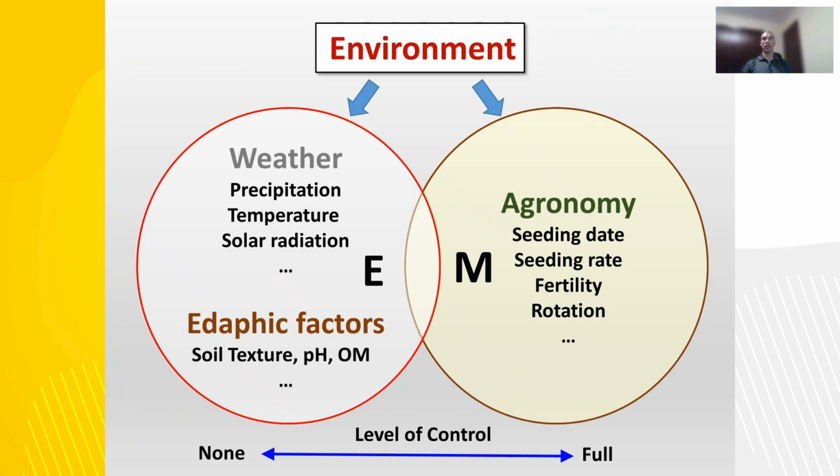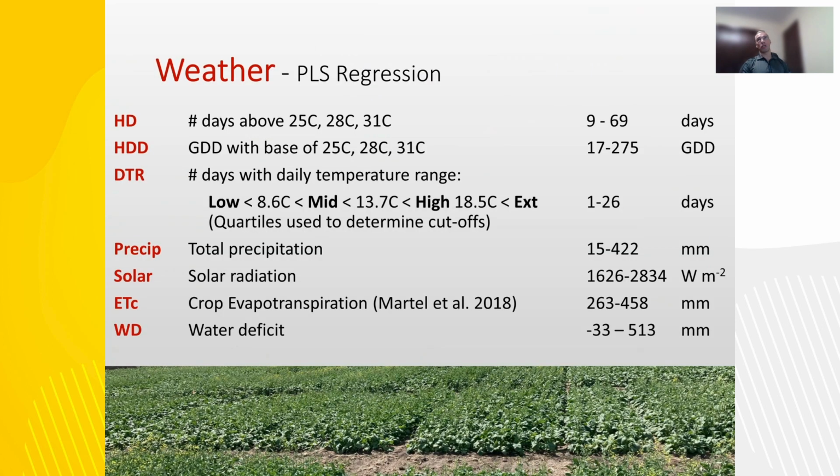And we've taken as many of these as we could for the time being and added them to the data set from the Corteva small plot trials, and conducted a partial least squares analysis using that data. So here are some of the weather variables that we've included with the PLS regression. The first two variables look at days above a certain base temperature. So with HD, we have the number of days counted above 25 degrees, 28 degrees, or 31 degrees, a different variable for each one.